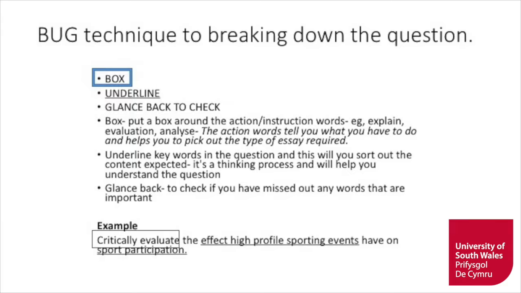Once you've done that, you're going to glance back to check if you've missed out any keywords that are important. So what I've done for you is come up with a little example. Critically evaluate the effectiveness of high-profile sporting events and how they affect sports participation. Within that essay title, you can see that I've boxed the type of instruction, which is critically evaluate, so it's a critical evaluation. The keywords you're going to need to research are the effect of high-profile sporting events and how they impact on sports participation.